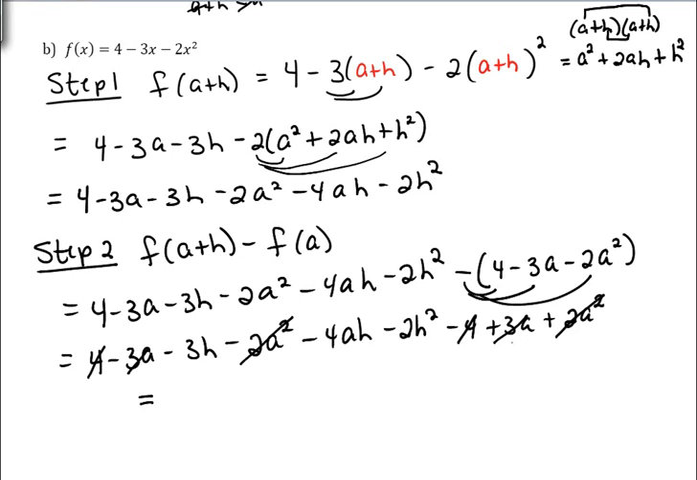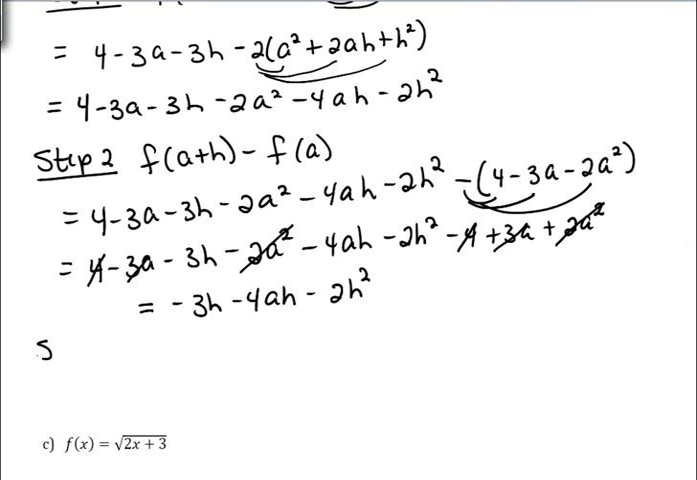So be careful that you catch all of the terms that are remaining. So we have a negative 3h right here. We have a negative 4ah and a negative 2h squared. All of the terms that you end up with in step 2 when you have a polynomial should all have an h in them.